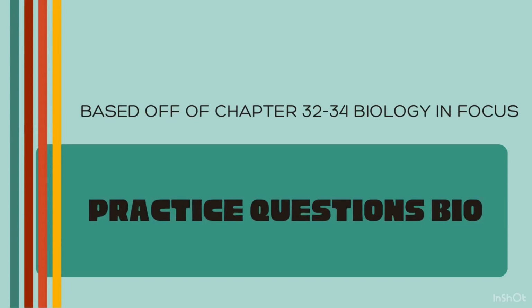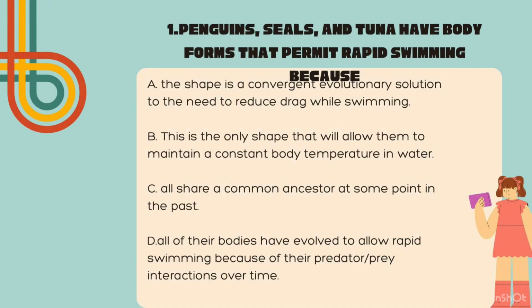Today we're going to be looking at some practice questions based on chapter 32 to 34 of Biology in Focus. So for all these questions, pause the video, try to answer these on your own. So number 1, penguins, seals, and tuna have body forms that permit rapid swimming because the answer is going to be A. The shape is a convergent evolutionary solution to the need to reduce drag while swimming. Reduced drag allows the animal to swim much more efficiently.